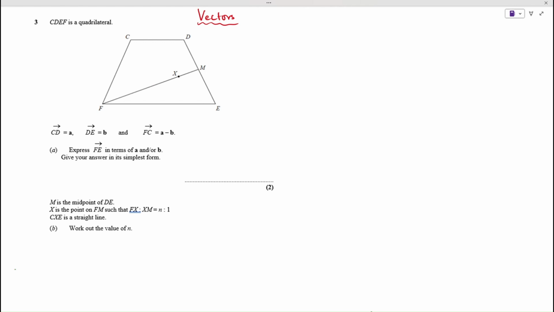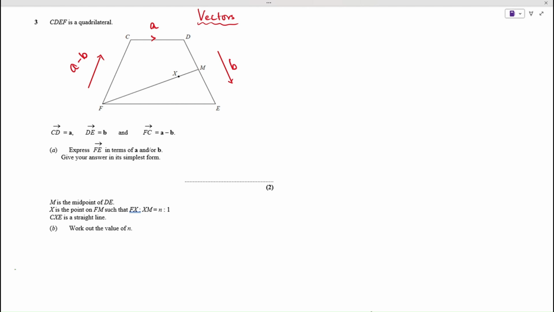CDEF is a quadrilateral. C to D is equal to a, D to E is equal to b, and F to C is equal to a minus b. Express F to E in terms of a and/or b. Give your answer in its simplest form.